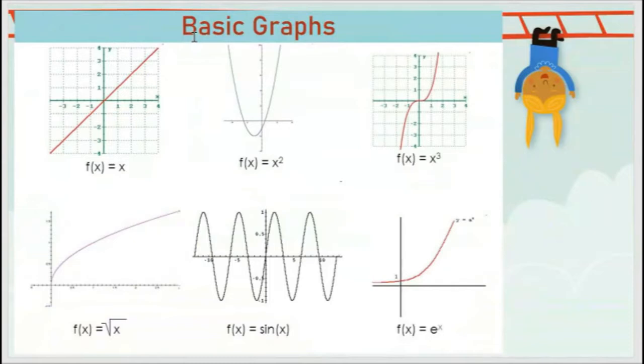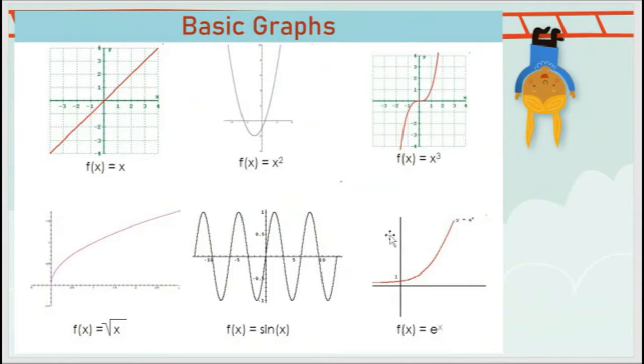So this is the basic graph, not the trigonometry graph, but examples of graphs. This is a straight line graph. This is the quadratic graph, y equal to x squared, with a U shape or N shape. Then this is the cube graph. Then this is the example of a sine graph, and this is the example of an exponent graph.